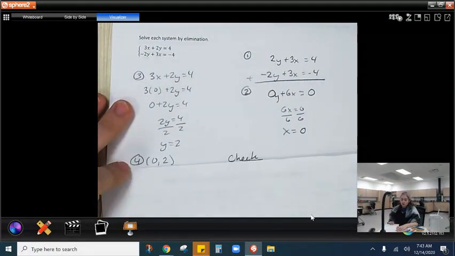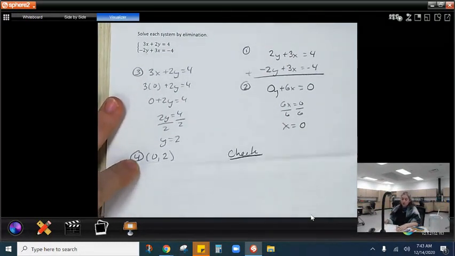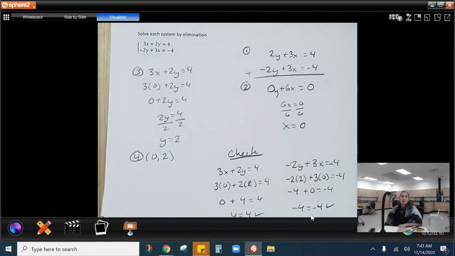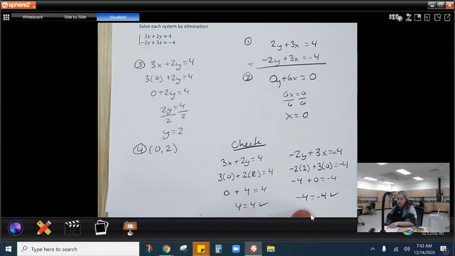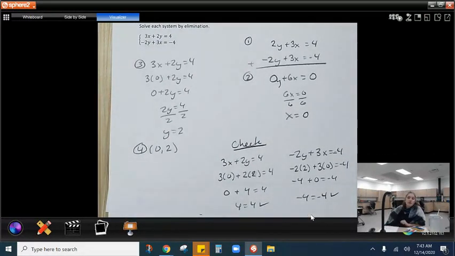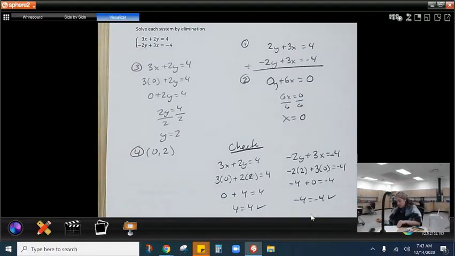So that means my final answer is (0, 2), right? That's my final answer. Then when I go to check it, I plug in 0 and 2 in both of them. You get 4 equals 4 for the first one, which is great. You get negative 4 equals negative 4 for the second one, which is great. So it is, in fact, a solution.